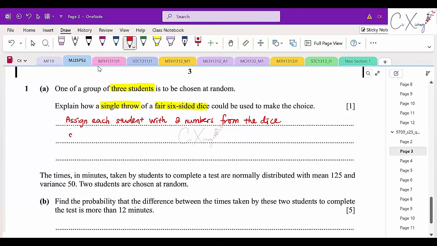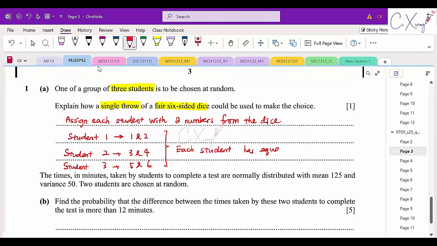As an example, for student number 1, we have the scores 1 and 2. Then for student number 2, maybe we have the scores 3 and 4. Then for student number 3, maybe we have the scores 5 and 6. If you look at the probability here, each student basically has an equal chance to be selected.